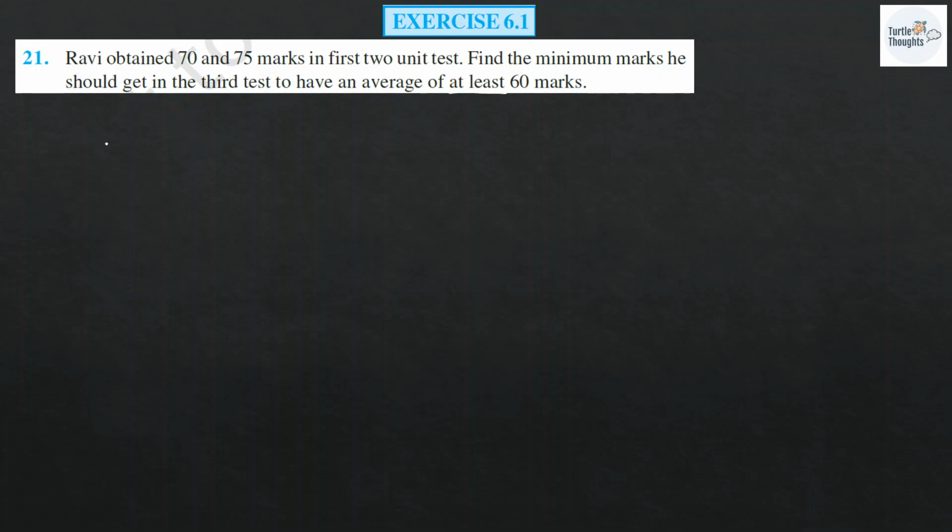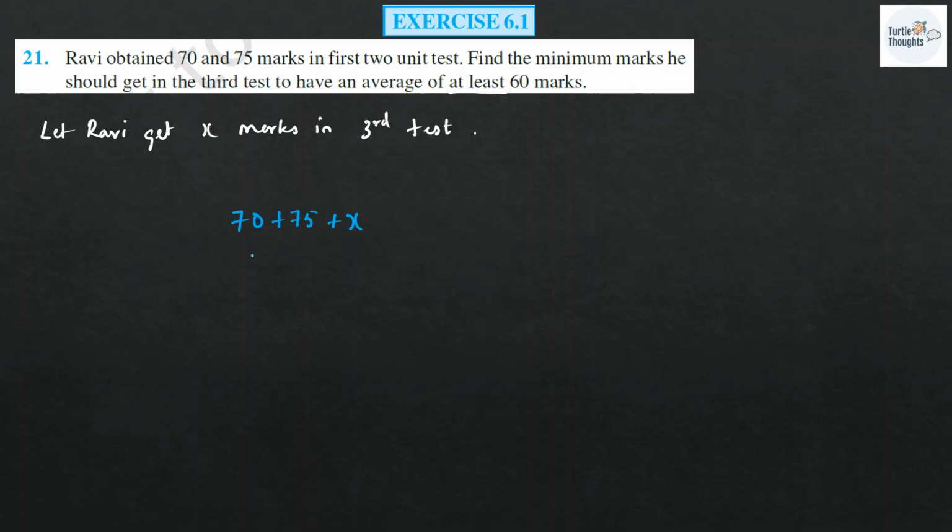Now I will start by writing down, let Ravi get x marks in the third test. If this is the case, I can start by writing down the equation: 70 plus 75 plus x divided by 3. This is going to be his average. At least means it is greater than or equal to 60. 60 can be written down as 60 over 1. Now you just cross multiply and solve. You should be getting your answer.